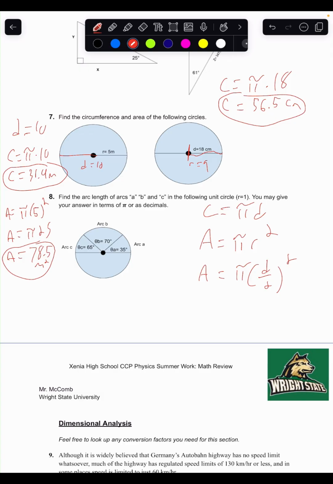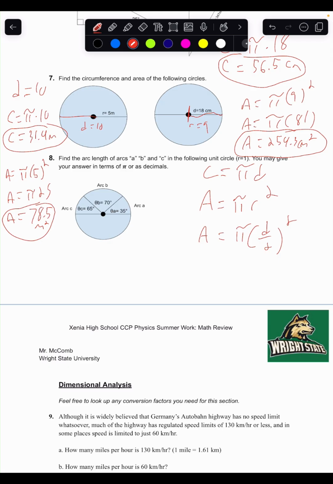And then, of course, pi r squared: area equals pi times 9 squared. 9 squared is 81 times pi. I can rewrite that as pi times 81, which is 254.34. Let's call it 254.3. And that's in square centimeters. Okay, so easy peasy. Now let's take a look at the next part.